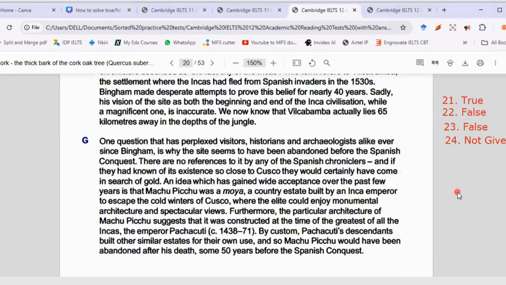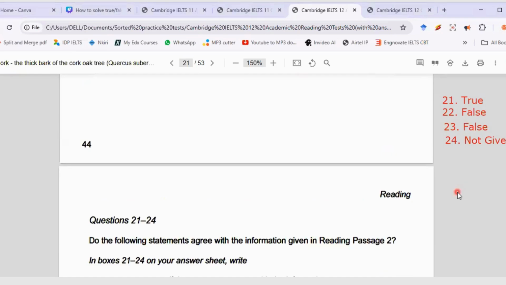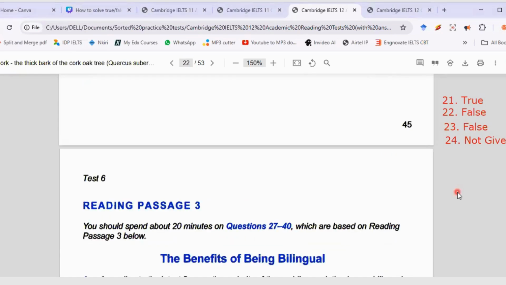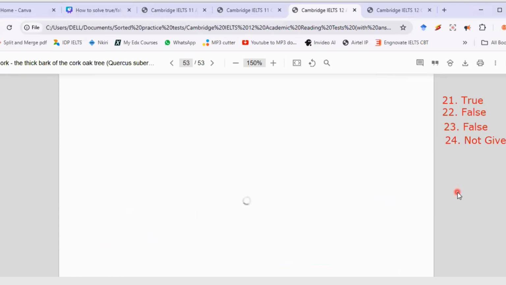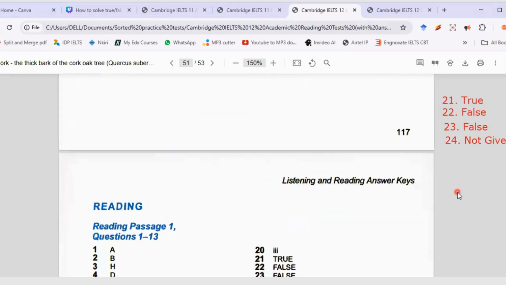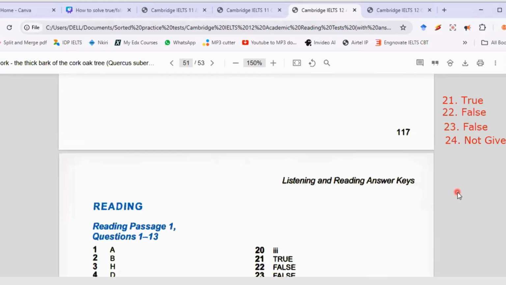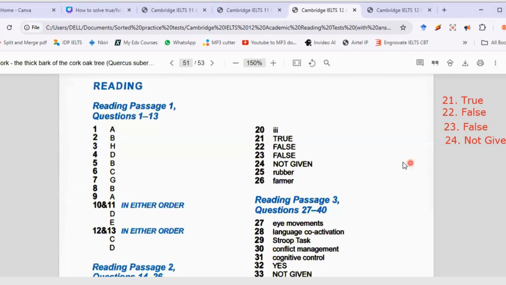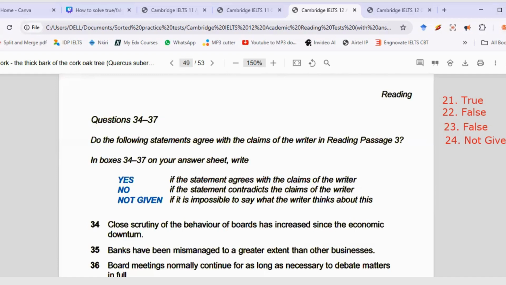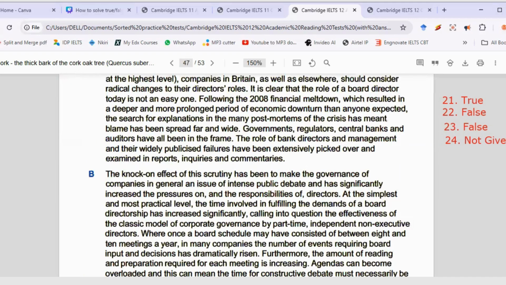So this is test, what now? Test 6, number 21. Okay, test 5, test 6. Okay, can you see true, false, false, not given? Can you see what I said? Not given. So even if I did not read that passage and I picked not given, my answer would have been correct. So that's one way to do tactical guesses, ladies and gentlemen.